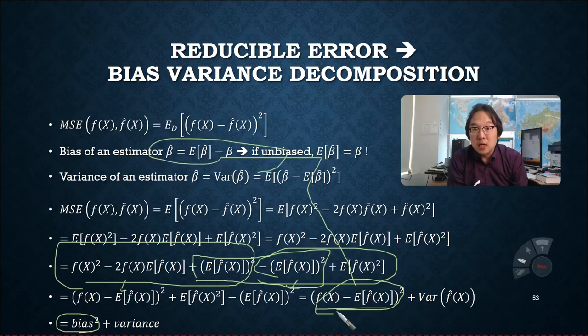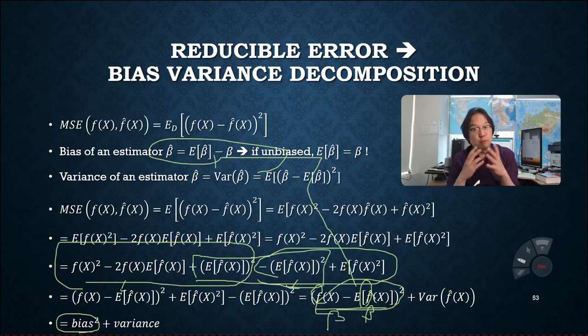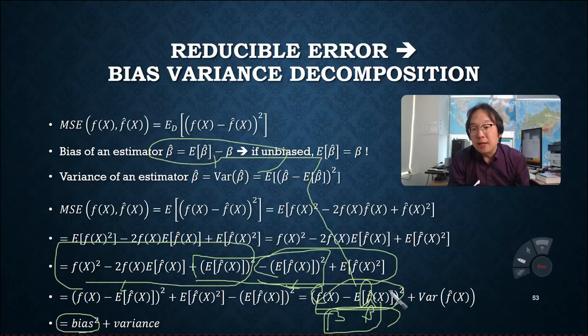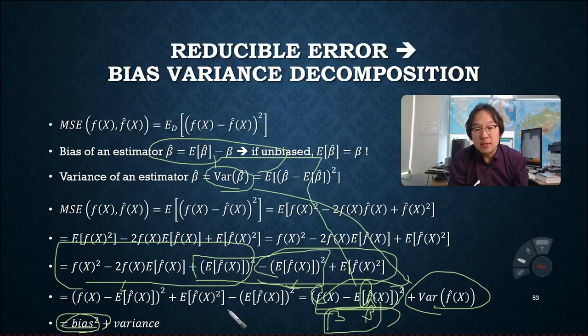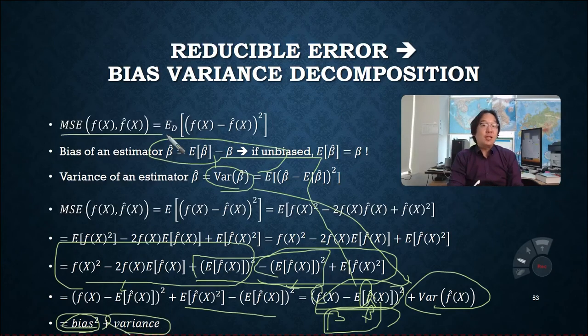Yes. Instead of beta hat and beta, we have f and f hat. This is beta hat, let's say, and this is beta, the true function, true beta, true whatever, and then the estimated one. That is bias, and squaring it gives bias squared. And over here is the variance of f hat, which is equivalent to beta hat. So we have a decomposition of mean squared error into bias squared and variance like this.